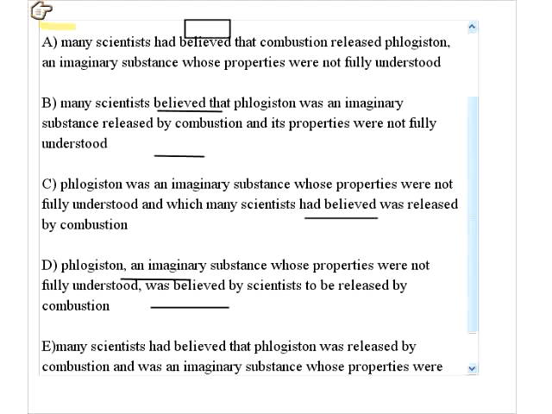Luckily, this sentence does some other stuff to make things clearer for you. But if we start with A, we've got the past perfect, and then we've got sort of a happy modifier, an imaginary substance modifying phlogiston. I don't quite see any problems there. Can anyone tell me something that's problematic with B? It's a little bit subtle. So even if you like the verb tense, there's a subtle problem there.